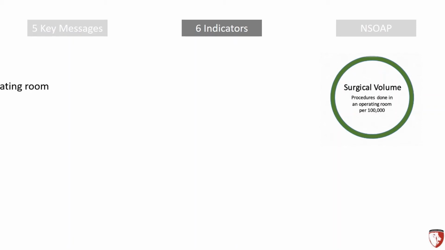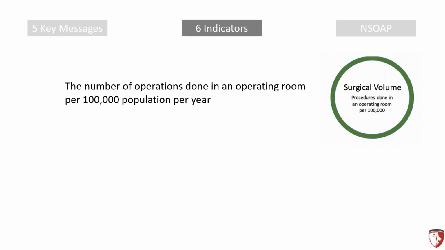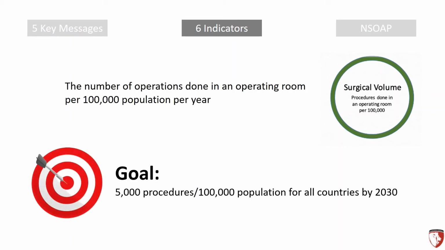Surgical volume is measured as the number of operations done in an operating room per 100,000 population per year. Similar to workforce, increasing the number of interventions beyond a threshold of approximately 5,800 procedures per 100,000 population reduces the cost effectiveness and increases unnecessary interventions and risks of surgical care. As a result, the Lancet Commission has set the target of 5,000 procedures per 100,000 population by 2030 for all countries.